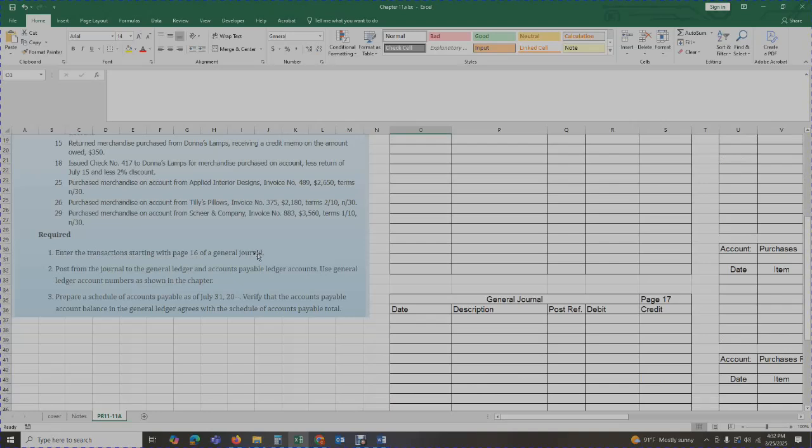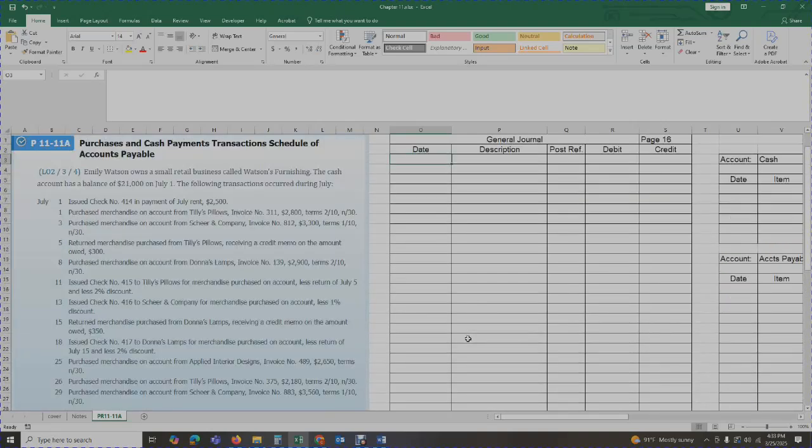Once we are done journalizing the entries, we're going to post from the journal to the ledger and the accounts payable ledger accounts. We're going to use general ledger account numbers as shown in the chapter. Once we're done with that, we're going to prepare a schedule of accounts payable as of July the 31st. We have to verify that the accounts payable account balance in the general ledger agrees with the schedule of accounts payable. Okay, so let's begin.